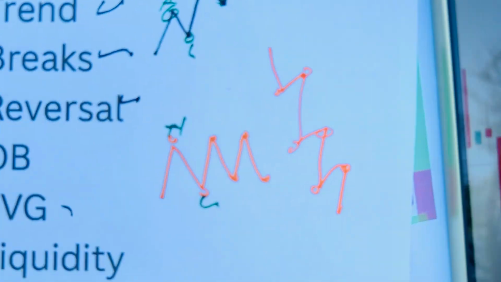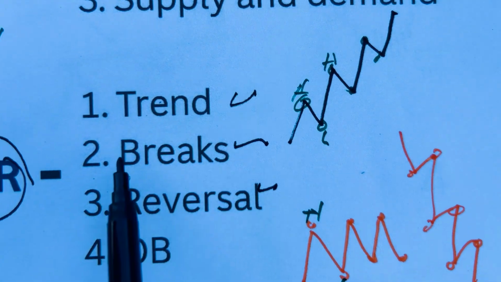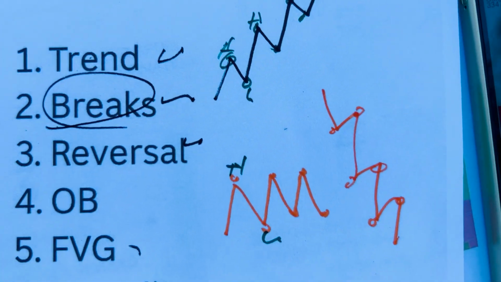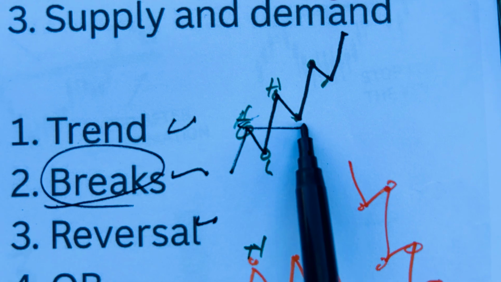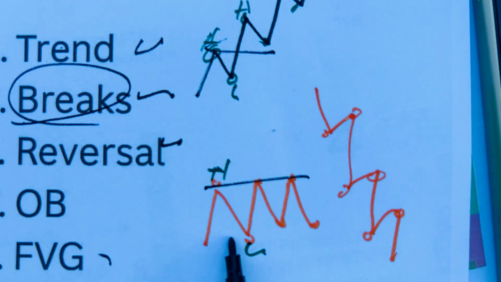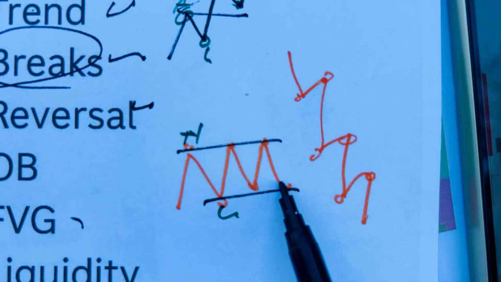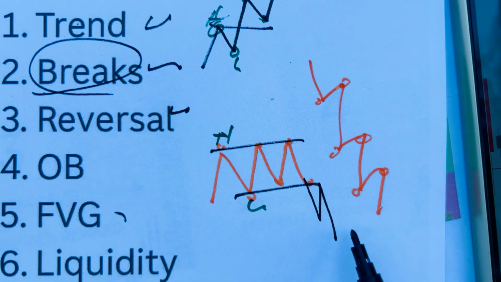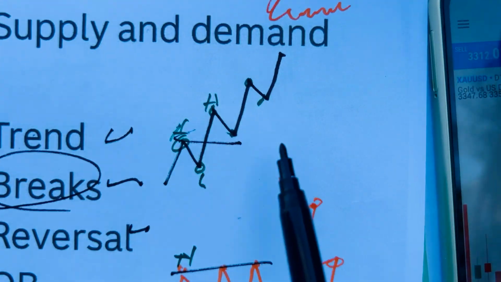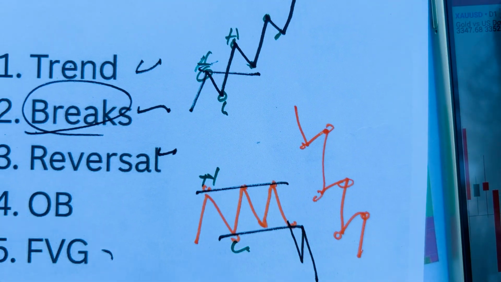So this is your trend. Your breaks and retest, you are looking for a break and retest. This is where you look for your break and retest. But because the market is ranging, you are looking if it's going to break here and retest and continue that way. Reversals, you are looking at if right now we are changing direction.